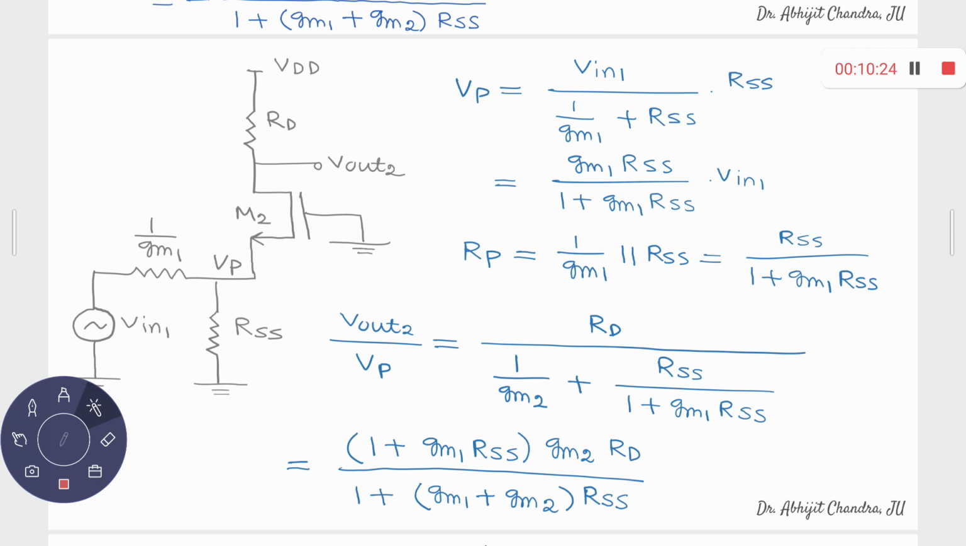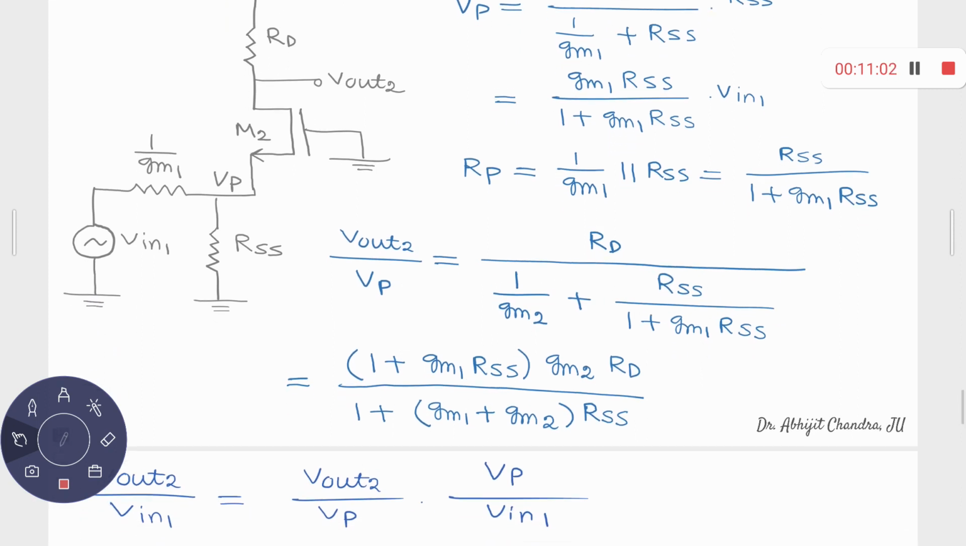So this time RSS is present, so the voltage that is applicable over here, Vp, we can directly calculate. It is nothing but V1 upon RSS plus 1 by GM1, multiplied with RSS, right? So you can represent Vp in terms of V1, and the effective resistance over here is nothing but 1 upon GM1 parallel RSS, right? Then what is V out 2 upon Vp? This V out 2 upon Vp is given by RT upon 1 by GM2 plus this RP. So if you simplify this one, then this is the expression for V out 2 upon Vp.